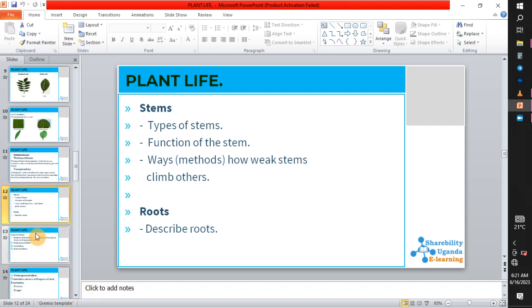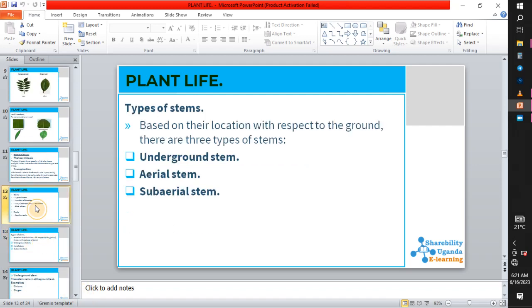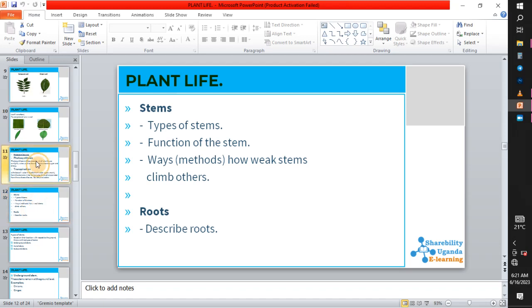Let us proceed slowly. Let us look at stems, the types of stems, functions of stems, ways how weak stems climb others, and we shall also look at roots and describe roots furthermore.